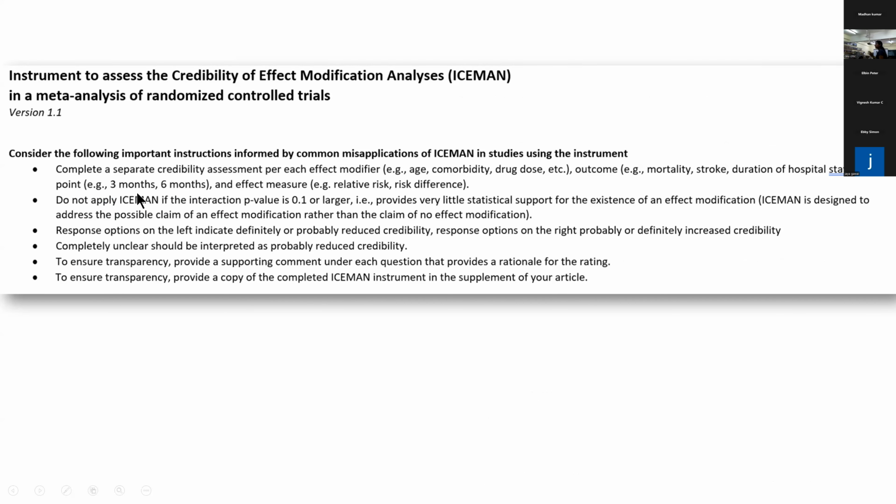What they say is to complete a separate credibility assessment for each effect modifier. For right now, we're going to study mortality versus severity. You must not apply the ICEMAN if your p-value is 0.1 or larger. How much was our I-square? 0.01. So we can apply this tool.